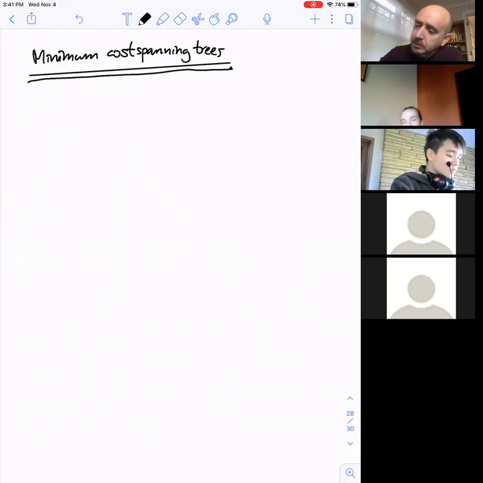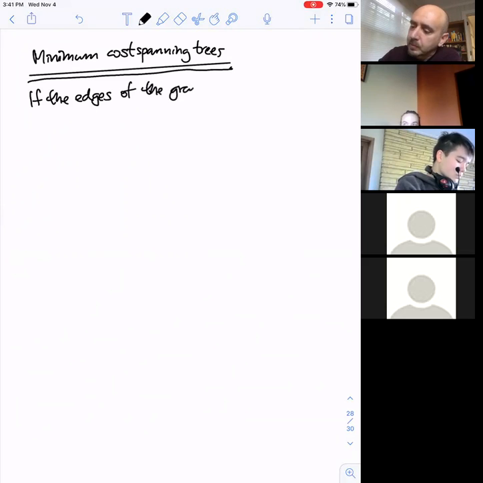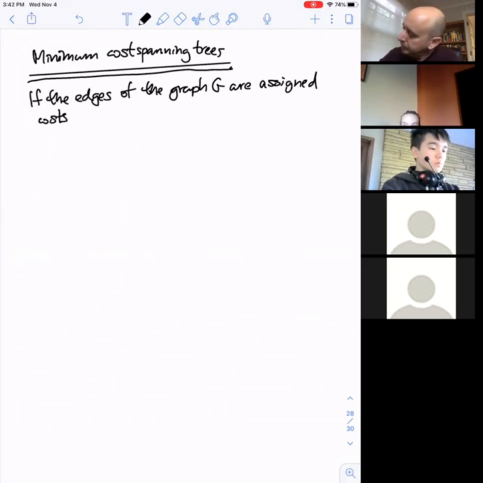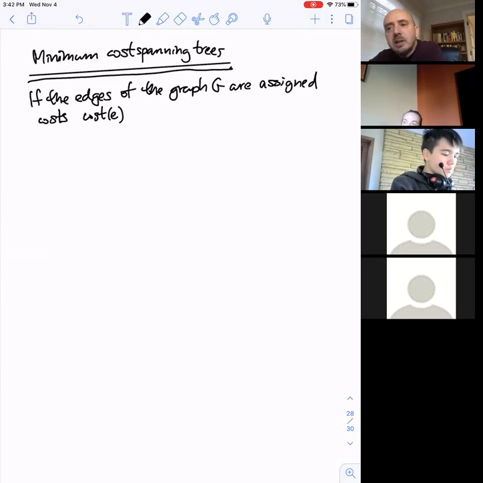So how does it work? If the edges of our graph G are given assigned costs, let's just call them cost of E, where the edge is E, then the question is, how can we find a spanning tree, in other words, a set of edges that connects all of the vertices in V, at minimum cost?